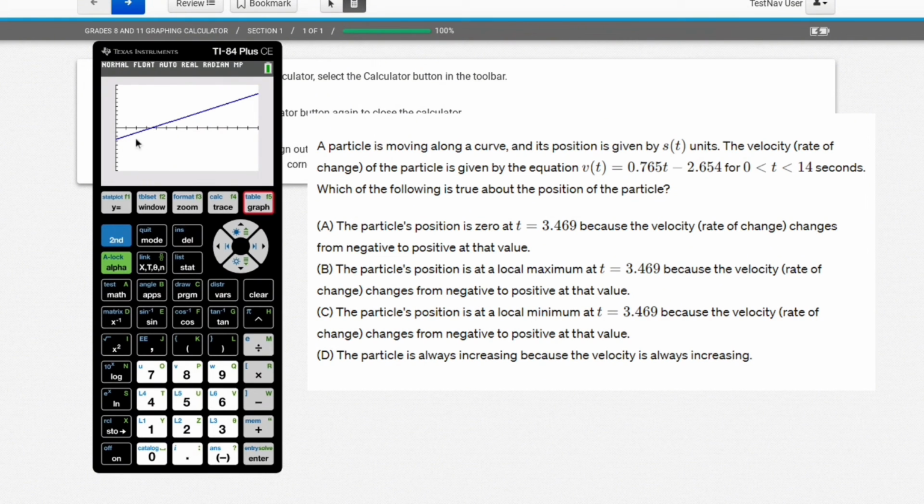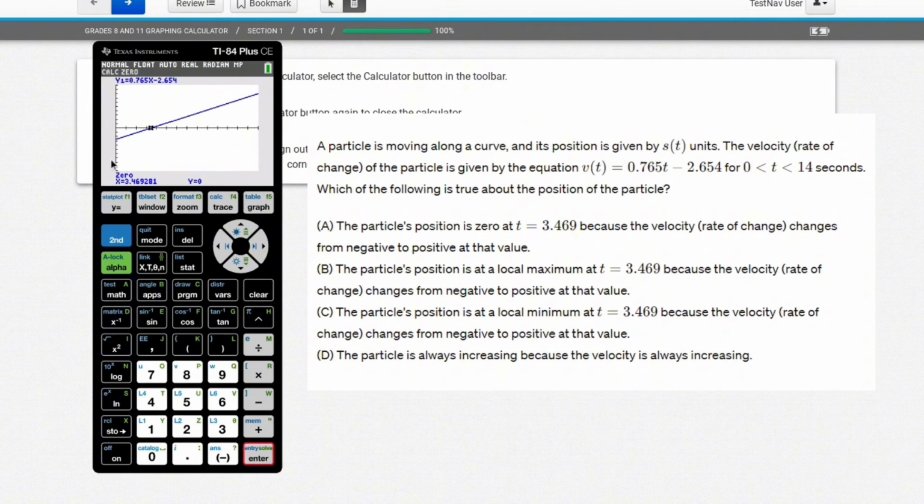Now, remember what I said on this slide. When you have a negative slope, that means your actual function is going down. When we have a positive slope, that means our actual function is going up. So here is a negative slope, here is a positive slope, and we should find out where that changes. Second calc, zero will tell us where our velocity function, which is the slope, changes from negative to positive. So if we put the left bound to the left of it, the right bound to the right of it, and hit enter for guess, we have 3.469 is where our slope goes from negative to positive.